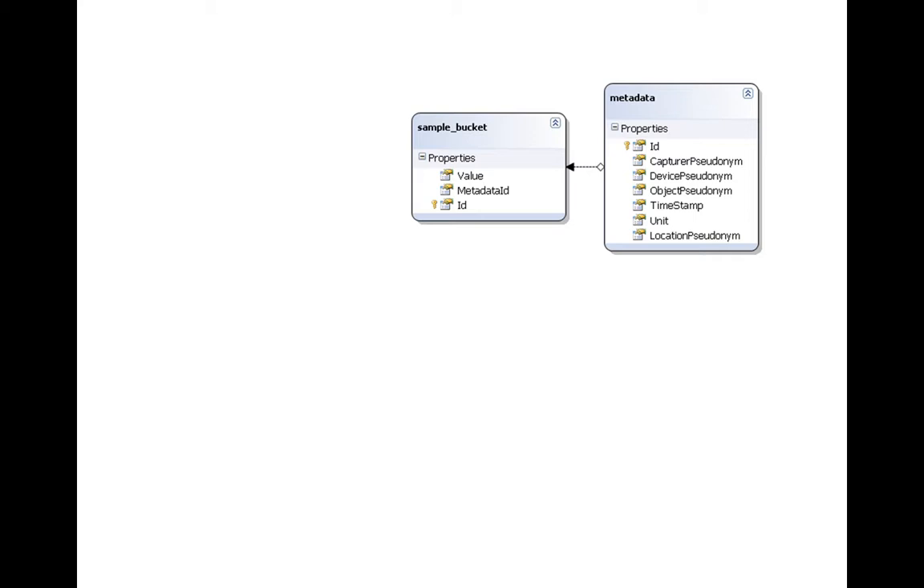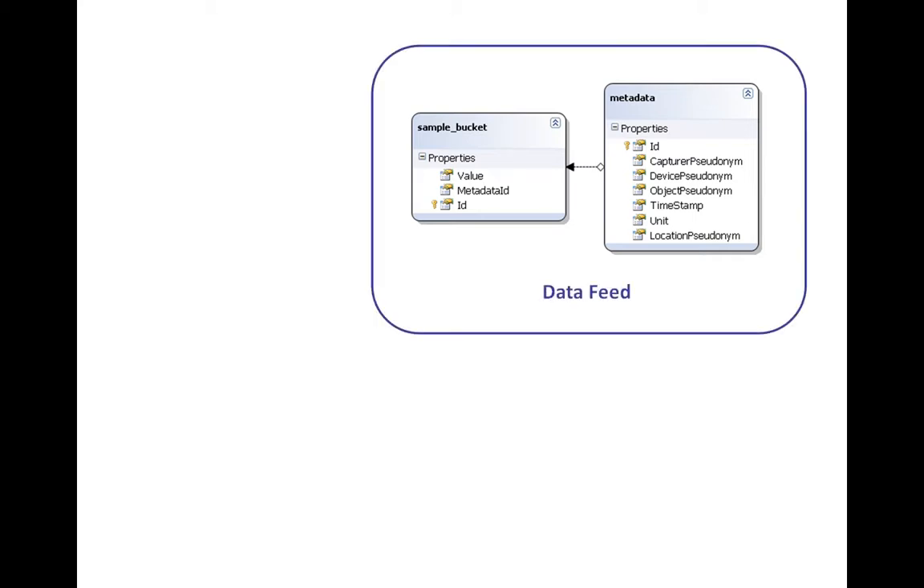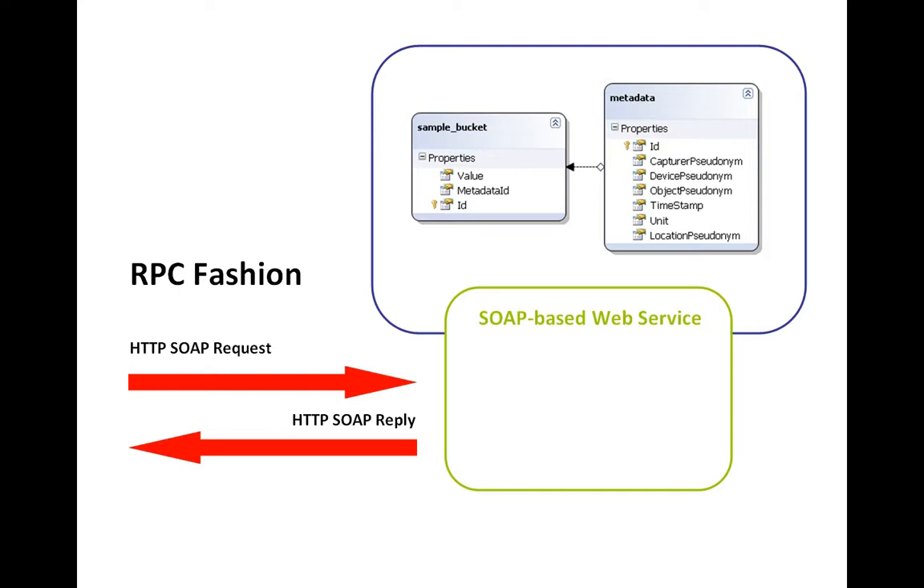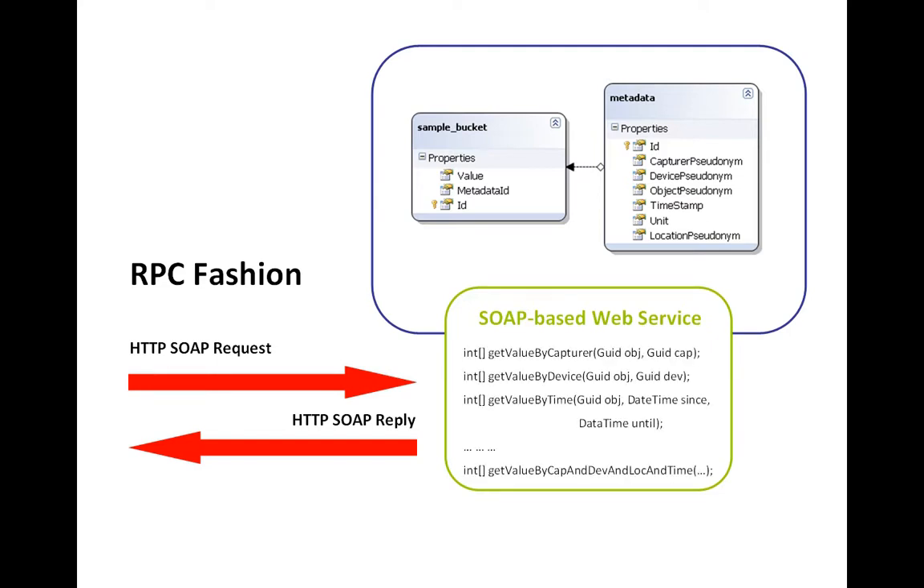Next, a challenge after we have created a data bucket is how we can wrap it up and make it available as a data feed in a service-oriented architecture. A traditional approach is to publish a data source through a SOAP-based web service. In RPC fashion, a data consumer sends over a SOAP request and receives the data in a SOAP reply. At the server end, a bunch of web methods, also known as business or domain logic, need to be implemented.